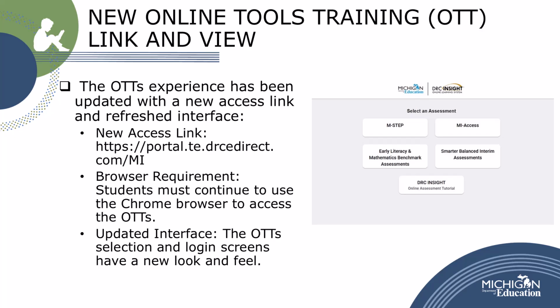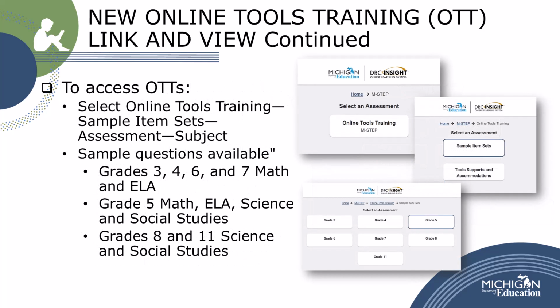Students must continue to use the Chrome browser to access the Online Tools Training. To view the MSTEP Online Tools Training, click on the MSTEP icon. To access the Online Tools Training, students must click through several screens. They must select Online Tools Training, Sample Item Sets, choose the grade level they wish to view, and then select the subject. Sample questions are available for grades 3, 4, 6, and 7 Math and ELA, Grade 5 Math, ELA, Science and Social Studies, and Grade 8 and 11 Science and Social Studies.